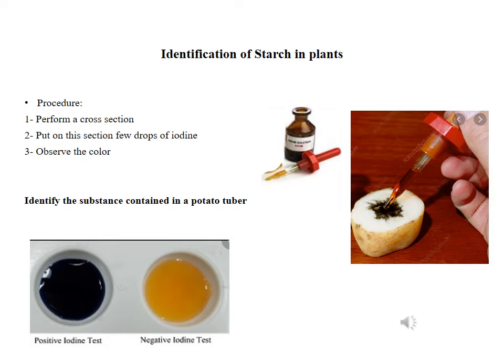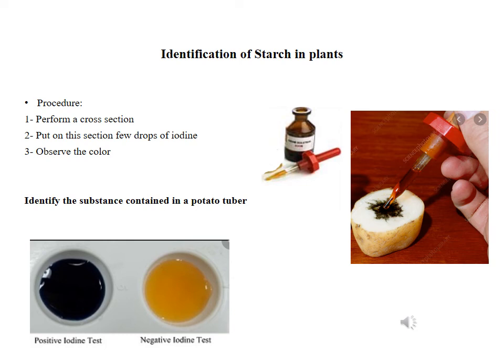How did scientists identify starch in food, mainly in plants? They simply used a chemical found in the lab called the iodine test or the iodine solution. Observe the color of the iodine. It's brown to orange. How did they perform this experiment?